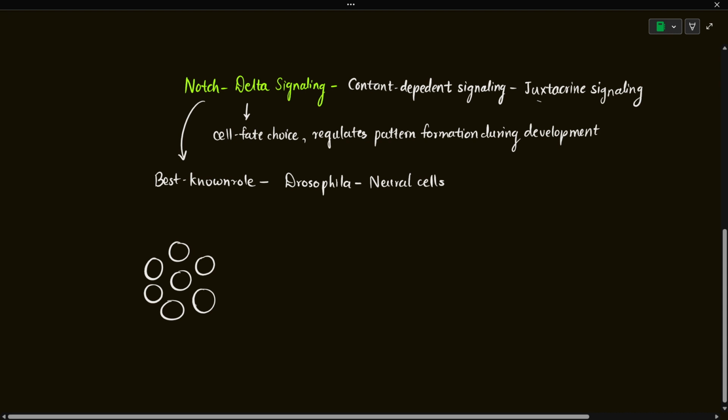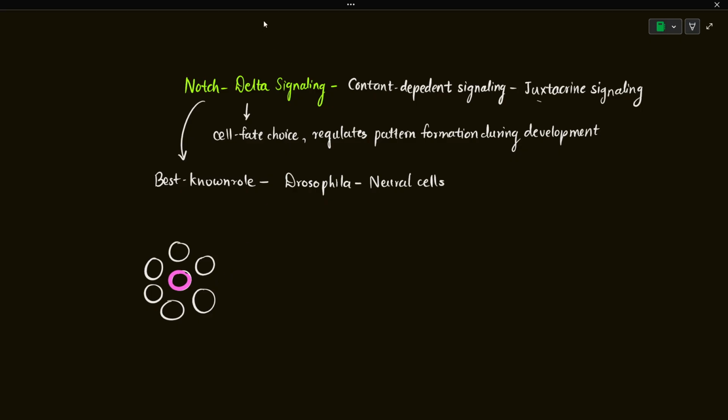So a single cell out of this sheet of epidermal cells decides that it is going to be the neural cell. Let's assume that this cell is deciding that in future it is going to be a neural cell. So this is our future neural cell. When it commits to a certain cell fate, it inhibits the neighboring cells from doing the same. So let's say that this particular cell has committed to being a neural cell in future.